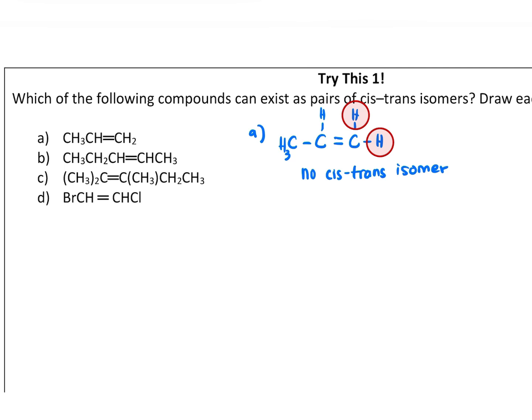Okay, so what about B? B possible ke tak? Okay, so kita draw dulu. CH3, CH2, lepas tu ada carbon, ada hydrogen, ada double bond, ada hydrogen, ada CH3. Okay, so now let us look at the carbon-carbon double bond here. So this carbon attached dengan 2 different group of atom. Okay, good. This carbon attached dengan 2 different group of atom juga. Okay, so maksudnya possible untuk ada cis trans.